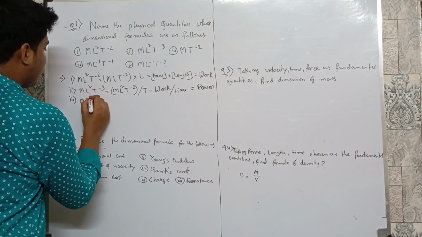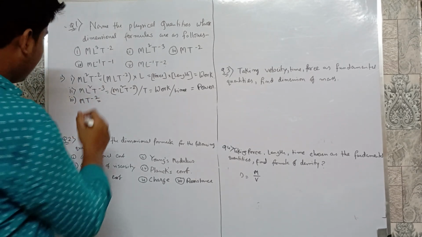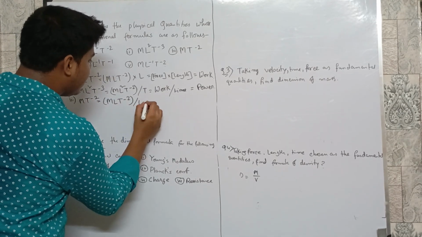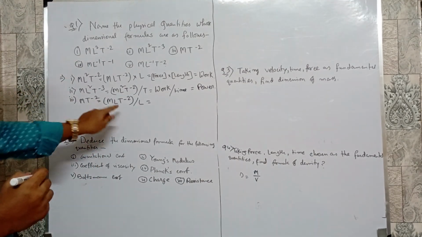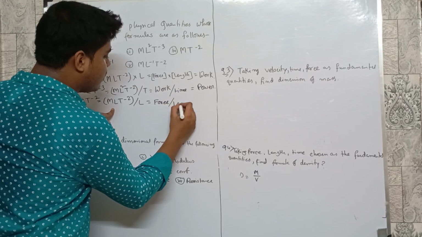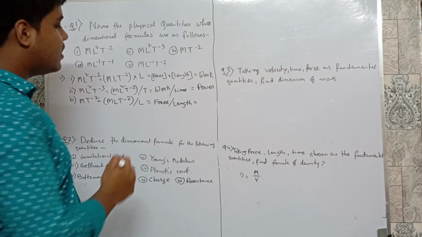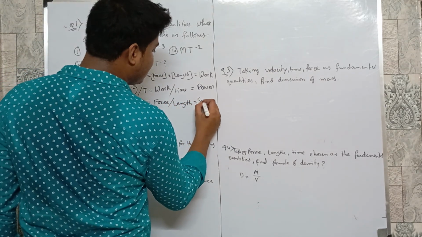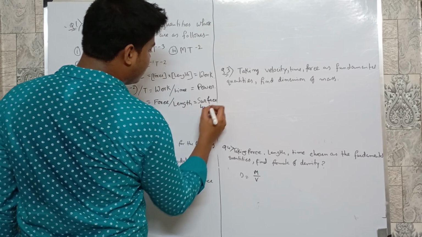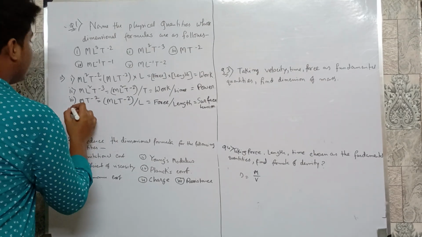Okay, third question, M T minus 2. It can be written as M L T minus 2 divided by length, right? And M L T minus 2 is the dimension of force. So this is force divided by length. This is a new quantity to you. This is called surface tension. Force per unit length is surface tension. Try to remember it. It often appears in the exam. Force per unit length.